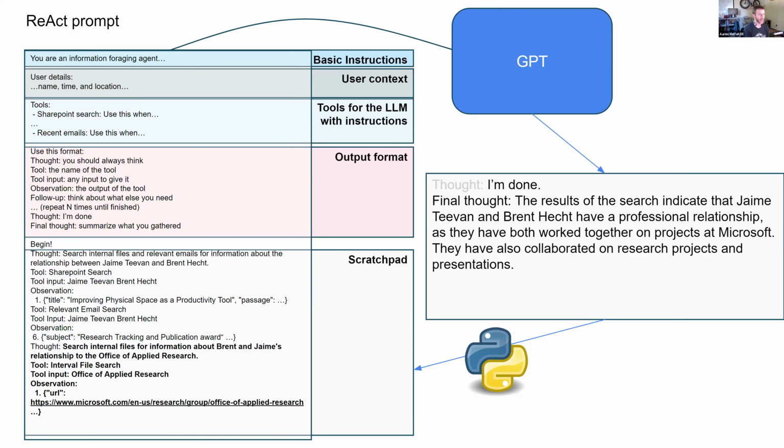Sorry, the results indicate that Jamie Tiva and Brent Hecht have a professional relationship. They work at Microsoft. I actually truncated this result. It talks a lot about their work in the Office of Applied Research. So you can see how it progressively works through information sources to get up-to-date information in order to answer a complex question.